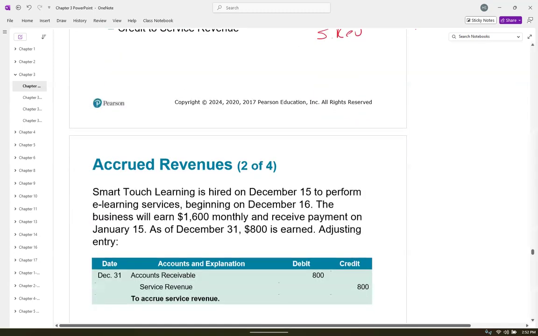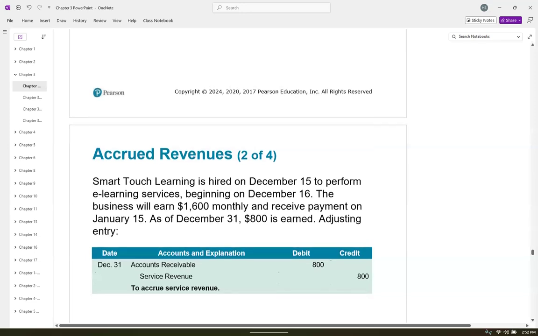Okay. So right here, they said Smart Touch Learning is hired on December 15th to perform e-learning services beginning December 16th. The business will earn $1,600 monthly and receive payment on January the 15th. So as of December 31st, $800 is earned. So here's our adjusting entry. We're just going to debit accounts receivable, credit service revenue on that last day. This entry could be done at any other time, but if they are specifically talking about an adjusting entry, make sure you date it that last day of the period.